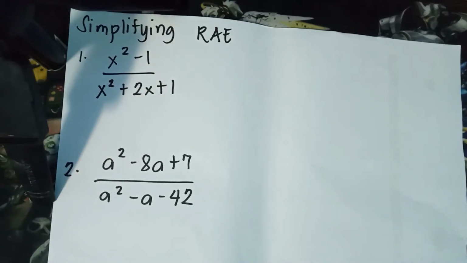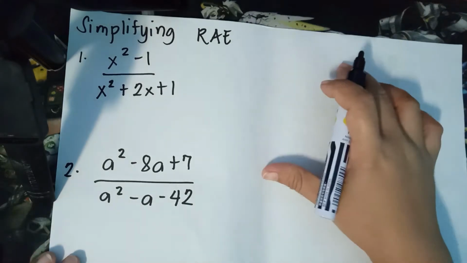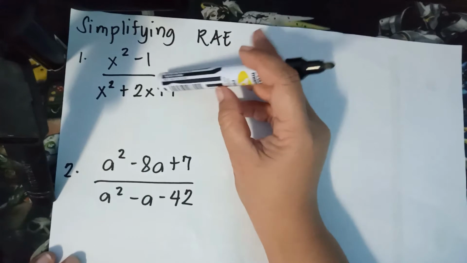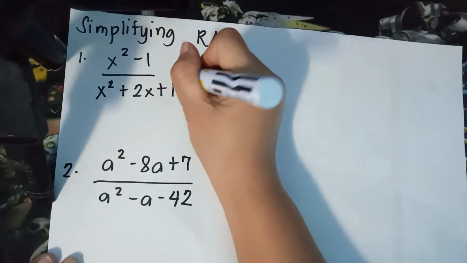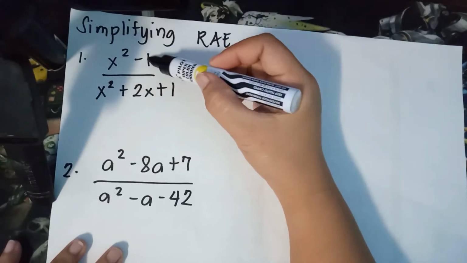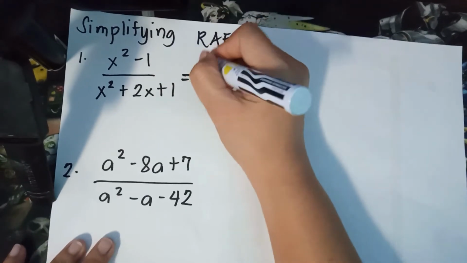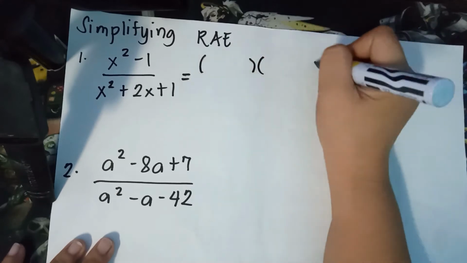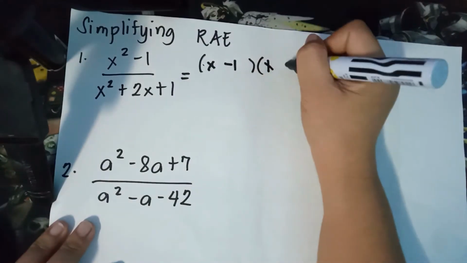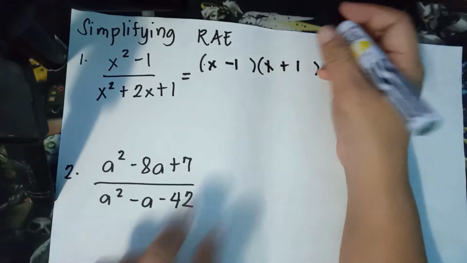We will continue on simplifying rational algebraic expressions. Number 1. x squared minus 1 over x squared plus 2x plus 1. All we need to do is factor each term. x squared minus 1 is a difference of two squares. Then, the factors are x minus 1 and x plus 1.